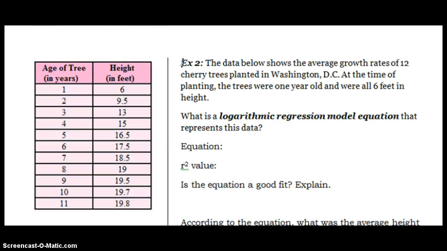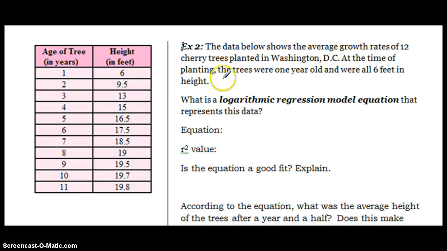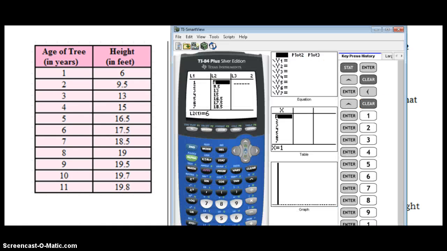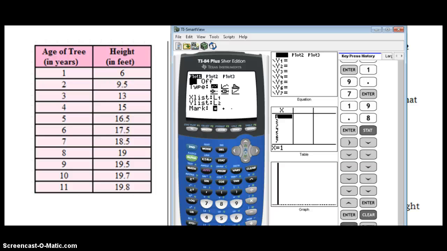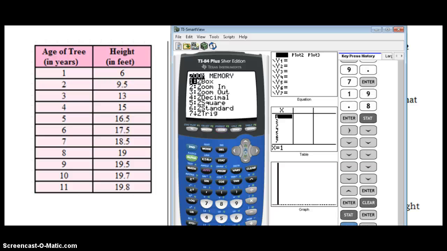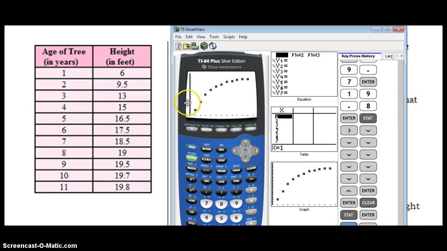So second question, it's asking us to look at the average growth rates of 12 cherry trees planted in Washington, D.C., and they want you to determine the logarithmic regression model equation. So go ahead and pause the video and input your data and then bring it back. Okay, so once you've input the data, remember you want to look at your graph, and the stat plot should already be on from the last problem, but if it's not, you check that and then do zoom 9 for zoom stat. And wow, this does look like a logarithmic function.